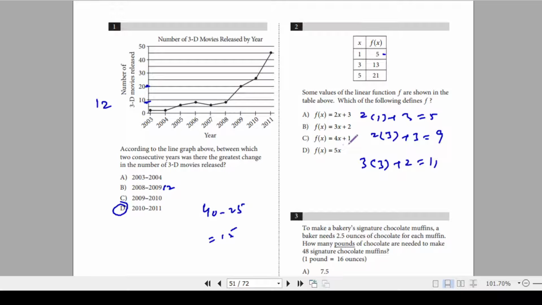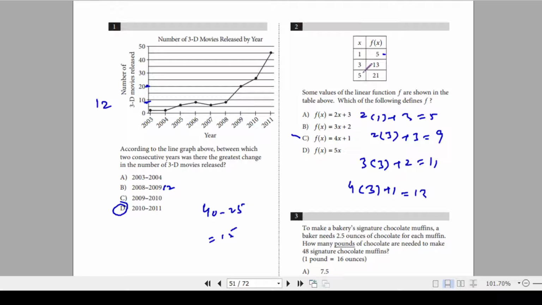So let's try this C part. 4x plus 1. x is 3. 4 times 3, 12. 12 plus 1, 13. Boom. So that's 13. That's your answer. Let's try it in the last one. 5 times 3 is 15. So that's not 13. So only one option is giving the right answer.